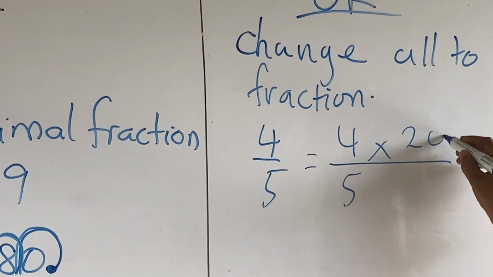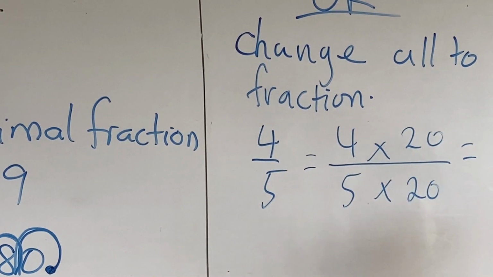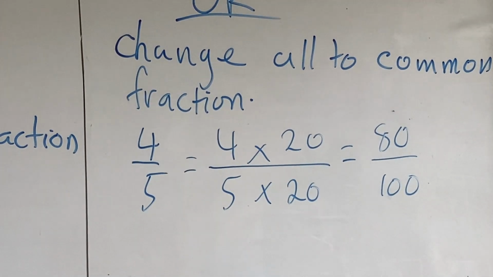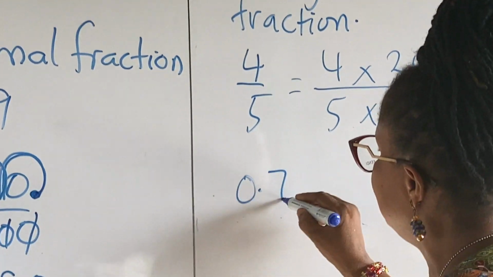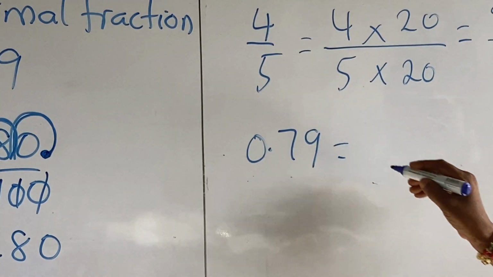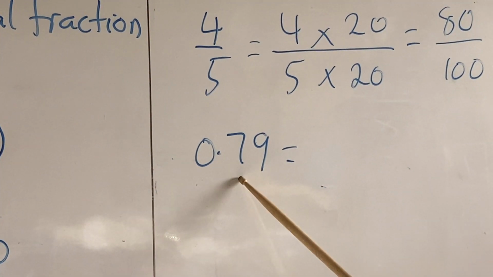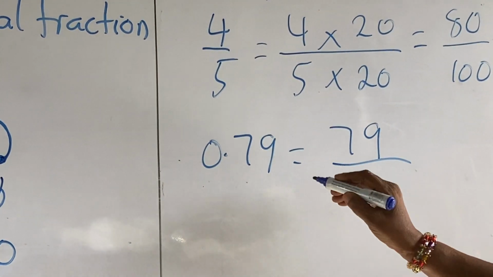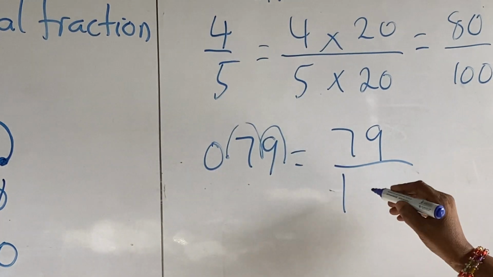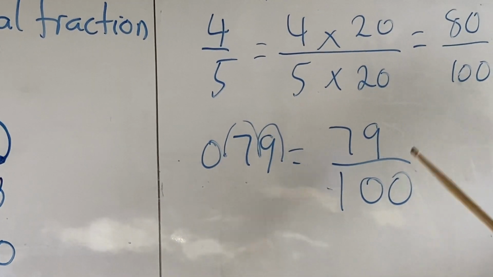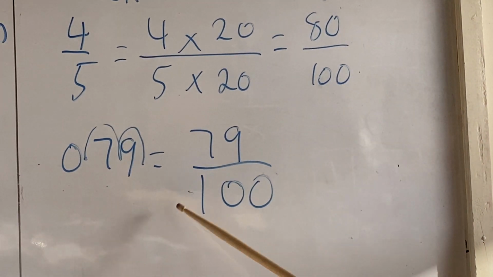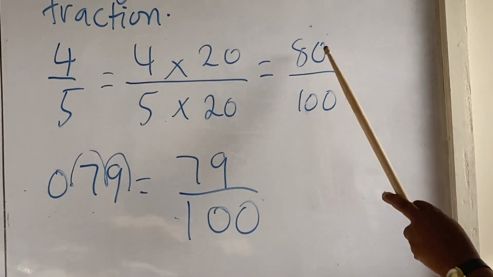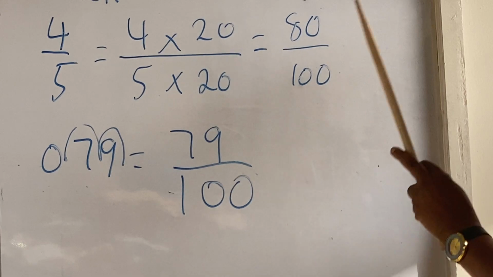4/5 times 20, 5 times 20. Then we'll have 80/100. Then let's change 0.79 to common fraction. How many numbers are after the decimal point? We have two numbers. So 79 over how many numbers? 2. So we add 2 zeros to get a common denominator. This is how we change 0.79 to common fraction. So that 4/5 will also have 80/100, so that you can compare the two numerators.